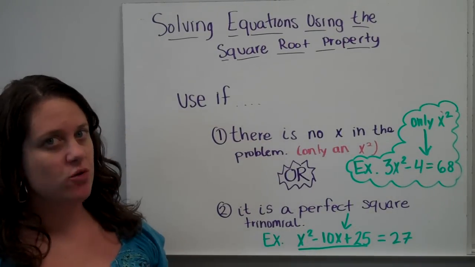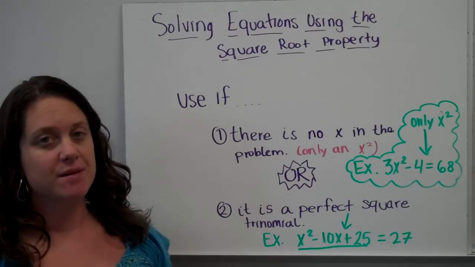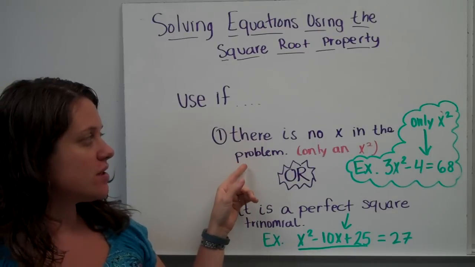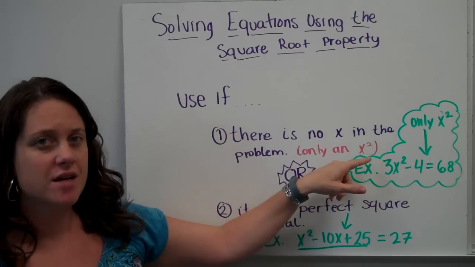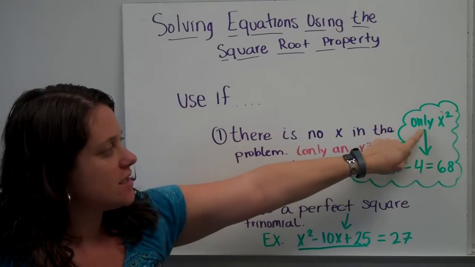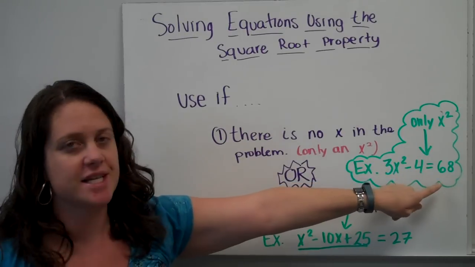How do I solve quadratic equations using the square root property? The first time I'm going to use this is if there's no x in the problem. So there's only an x squared, but there's no x. See here, only x squared. For example, 3x squared minus 4 equals 68.